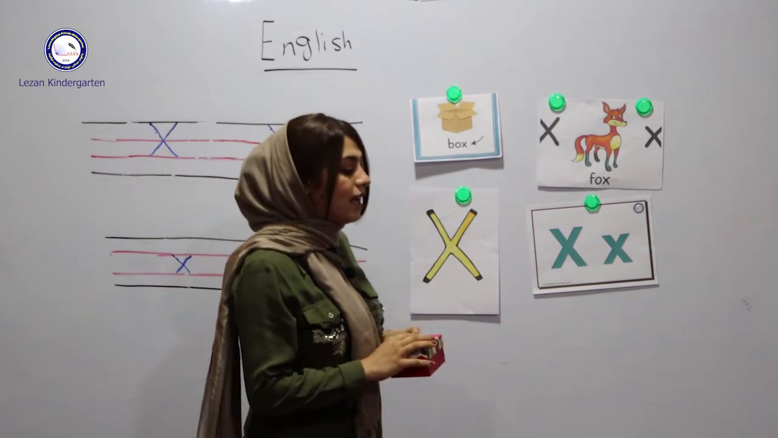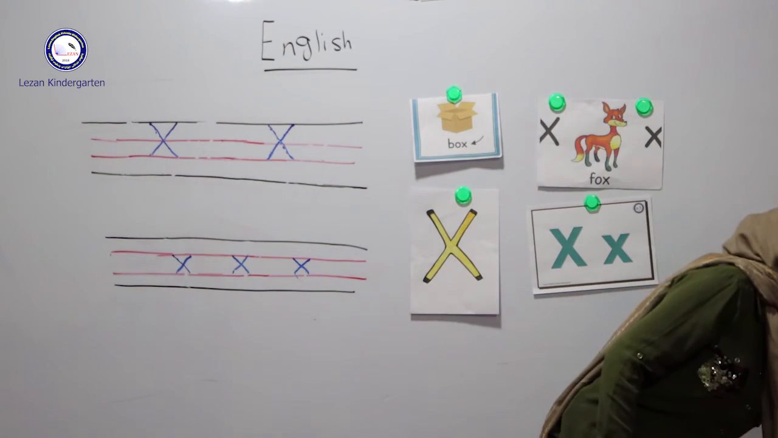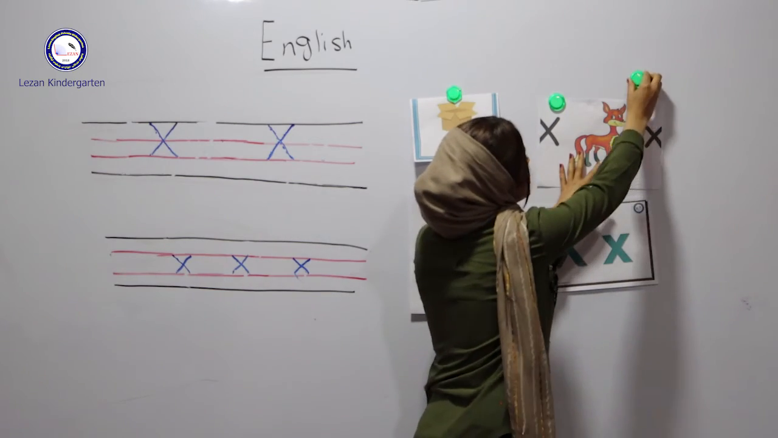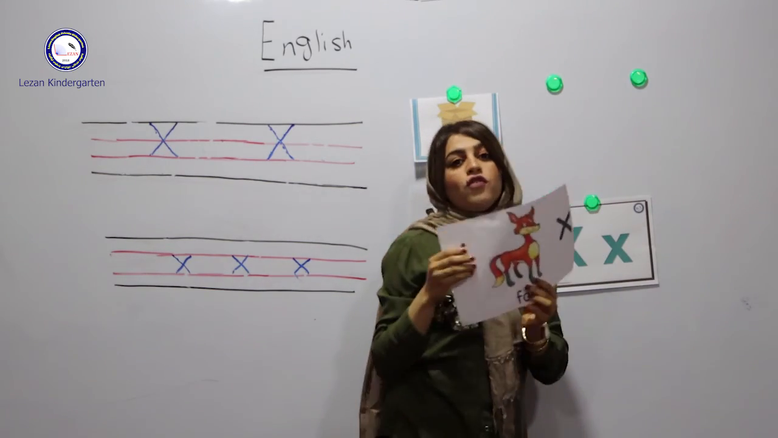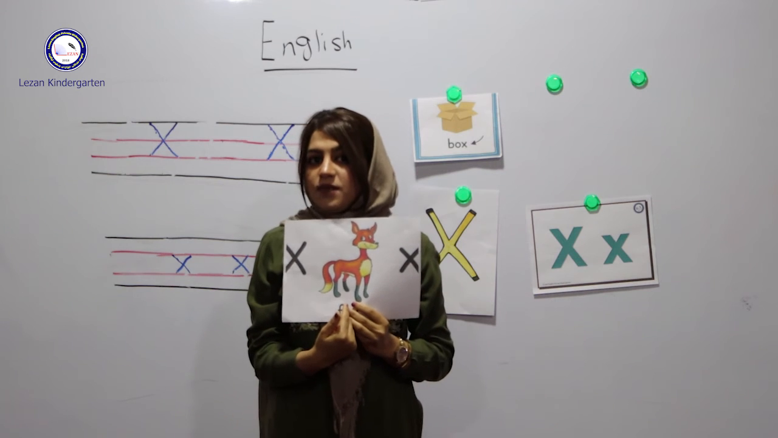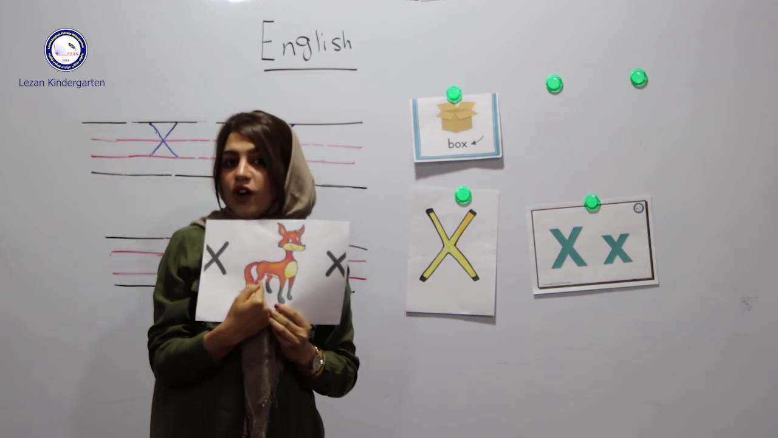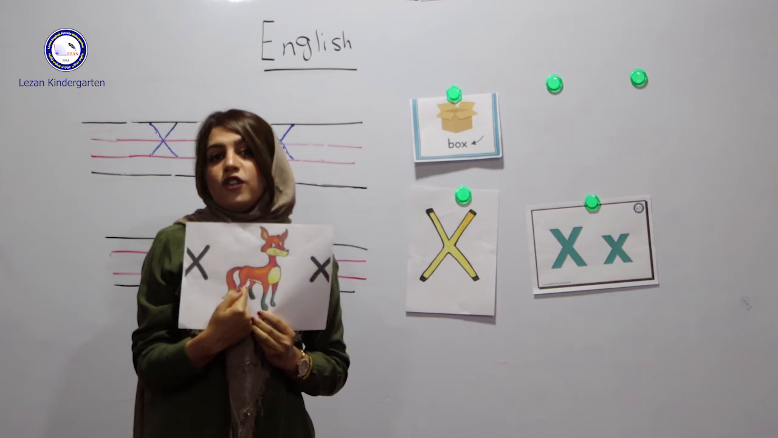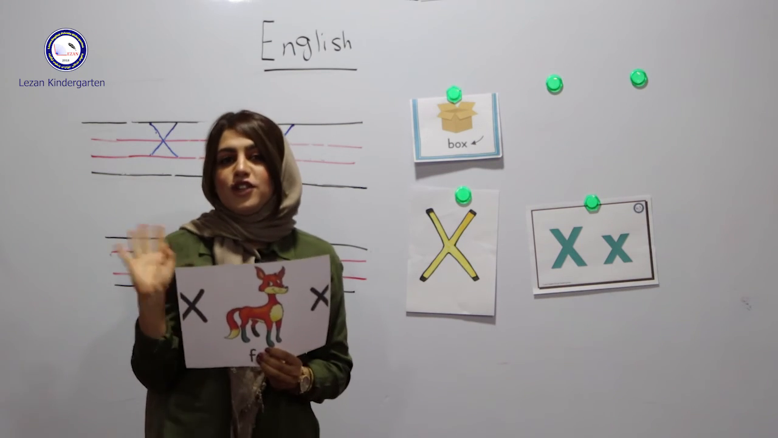And we have another example for kiss. Kiss, kiss, fox. What's this? Kiss, kiss, fox.